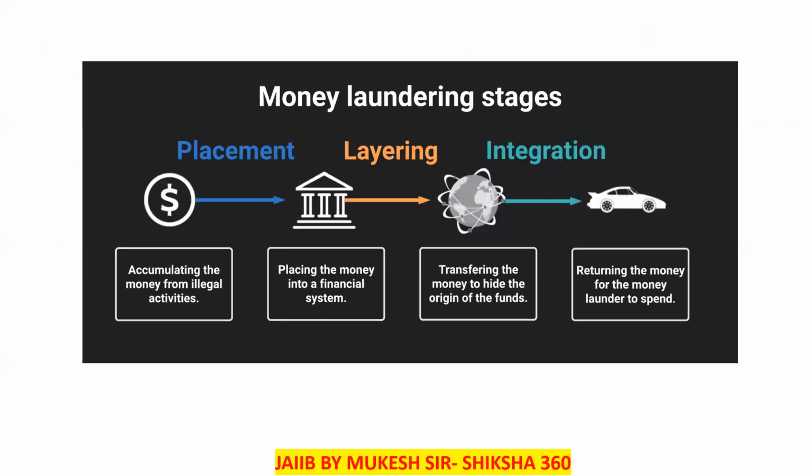Now let's discuss one by one all these things. Money laundering stages: the first one is placement, the second is layering, and the third is integration. Placement is the accumulation of money from illegal activities. First they accumulate the money, then they place that money into the financial system, that is, basically through the bank.